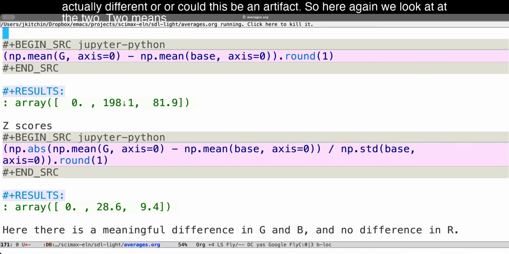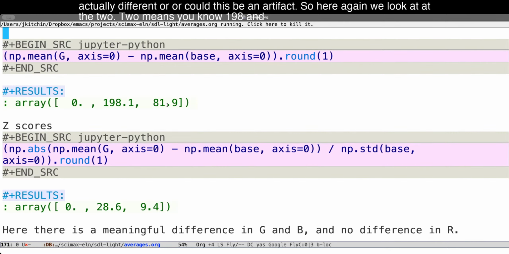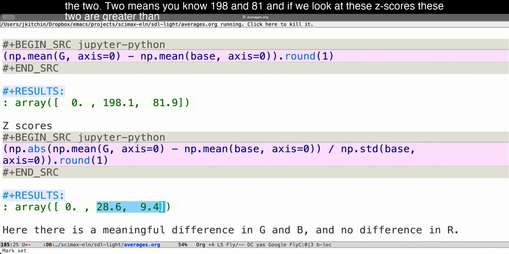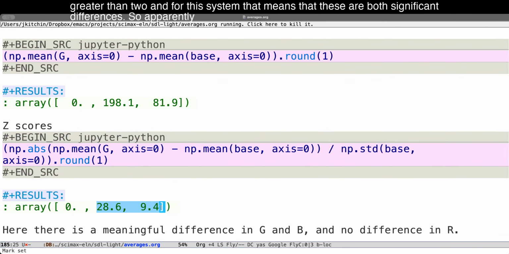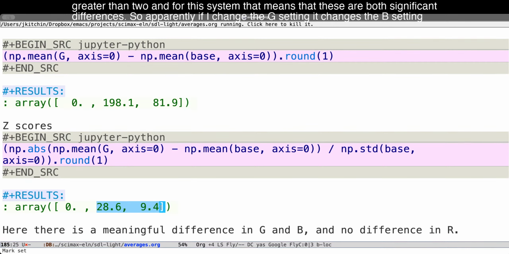So here again, we look at the two means, 198 and 81, and if we look at these z-scores, these two are greater than 2, and for this system that means that these are both significant differences. So apparently if I change the G setting, it changes the B output and the G output.